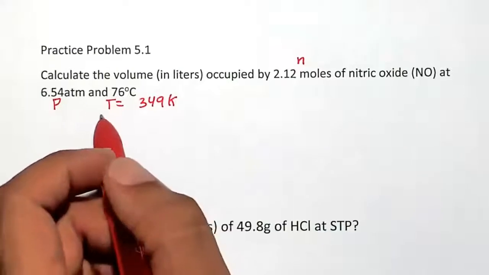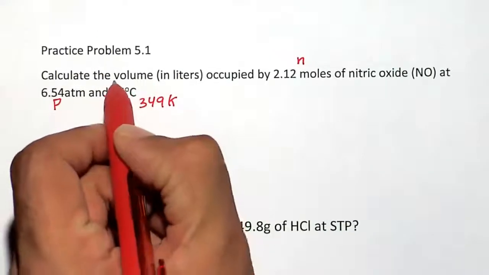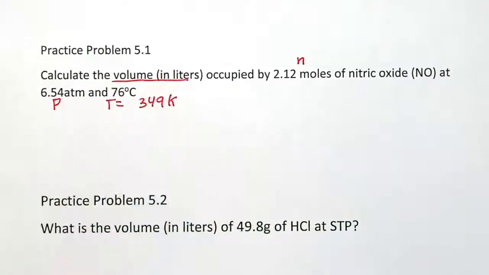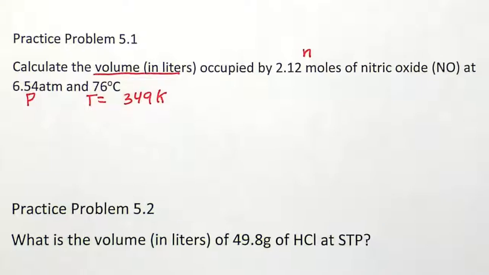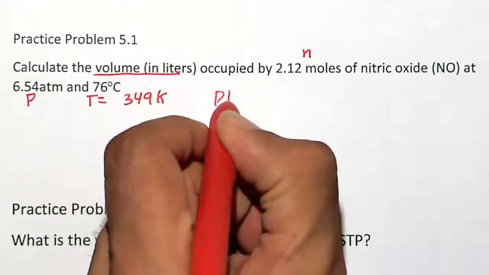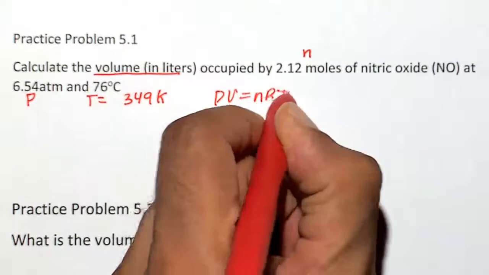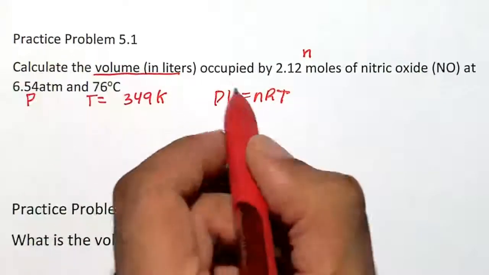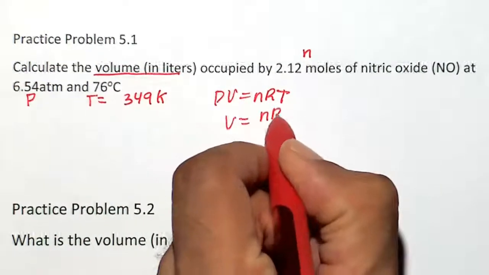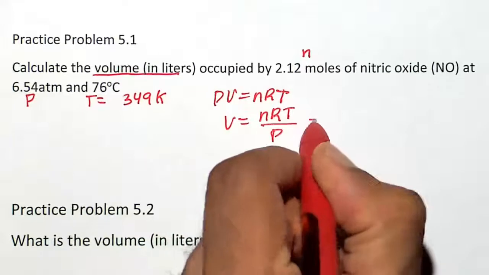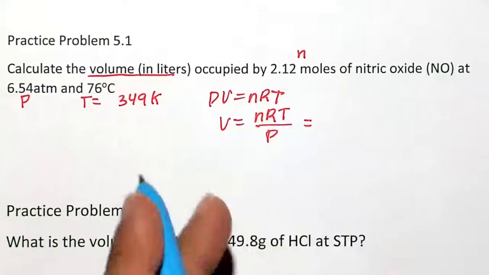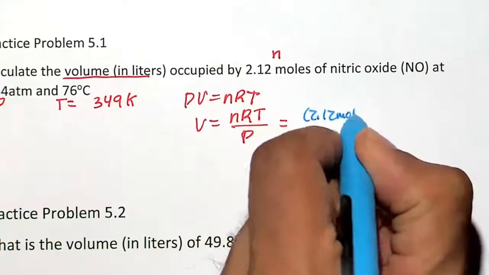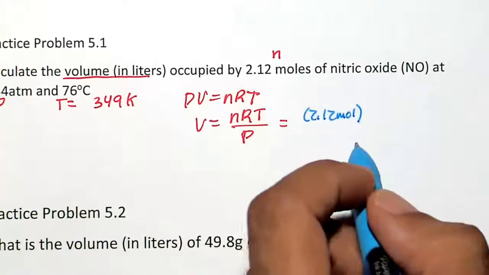And what are we being asked? We're being asked to compute the volume. So we have all the variables necessary to plug into PV equals nRT. So let's go ahead and do that. PV equals nRT. We are asked to calculate the volume, so volume is going to equal nRT over P. Let's put all our variables in. The number of moles is 2.12. Put the units in, moles of NO gas.